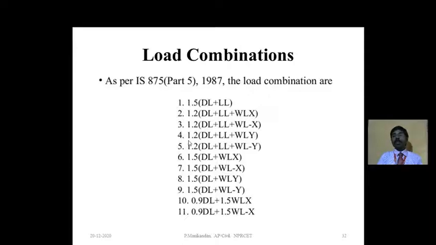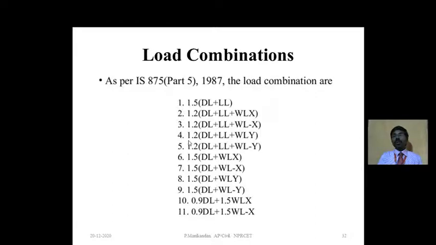The load combinations are 1.5 times dead load plus live load. Here DL refers to the dead load, LL refers to the live load, WL refers to the wind load in x direction, and WL minus x refers to wind load in negative x direction. Likewise, the wind force in y direction and in negative y direction.